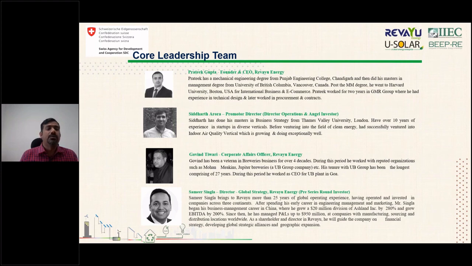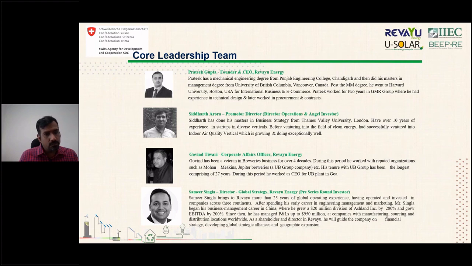Yeah. So this is our core leadership team. Prateek is the founder who founded the company in 2017 alone. And then in 2018, I joined him as a director as well as a pre-seed level angel investor. And the third is our director, another director who is based out of Goa.